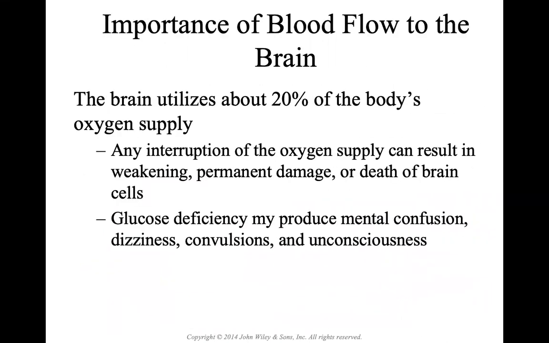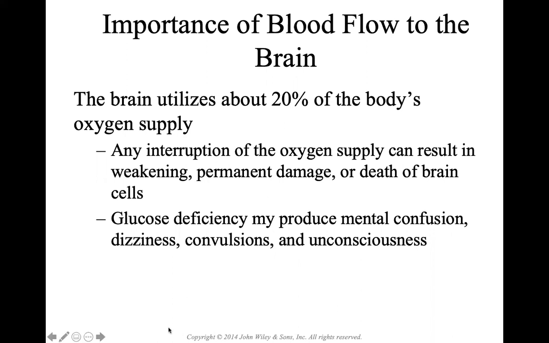So the brain utilizes about 20% of the body's oxygen supply, and any interruption of the oxygen supply can result in dysfunction. Depending on what part of the brain that blood vessel is delivering oxygen and glucose to, if it happens to be the left part of the brain, where the Broca's area is that controls speech, now there could be damage to my ability to communicate.